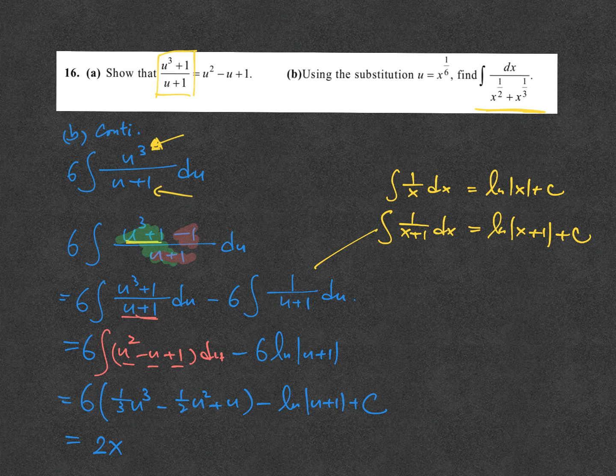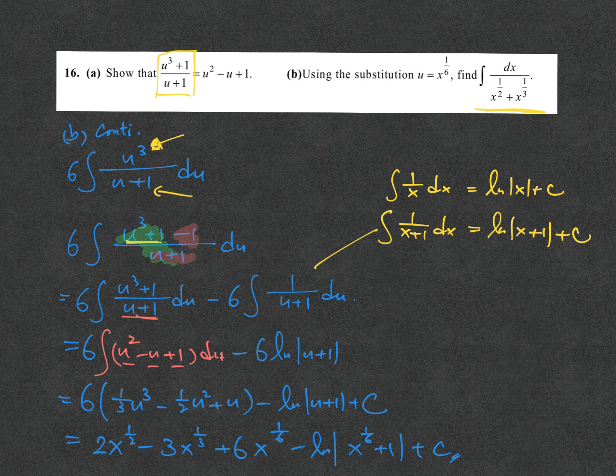So that means it's power 1 over 6 together with the cube, so it's x to the power 1 over 2. Next one is minus 3 u squared, that means it's x to the power 1 over 3. 6u will be 6x to the power 1 over 6. And last one, absolute u plus 1, it will be x to the power 1 over 6 plus 1. So it finishes the question.